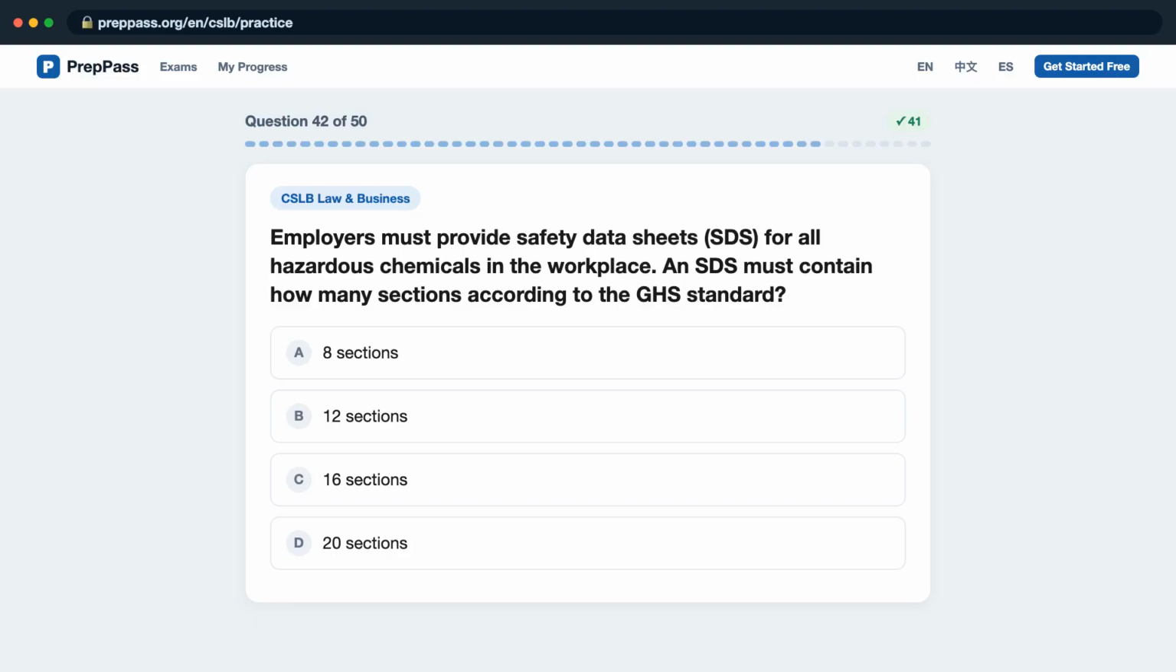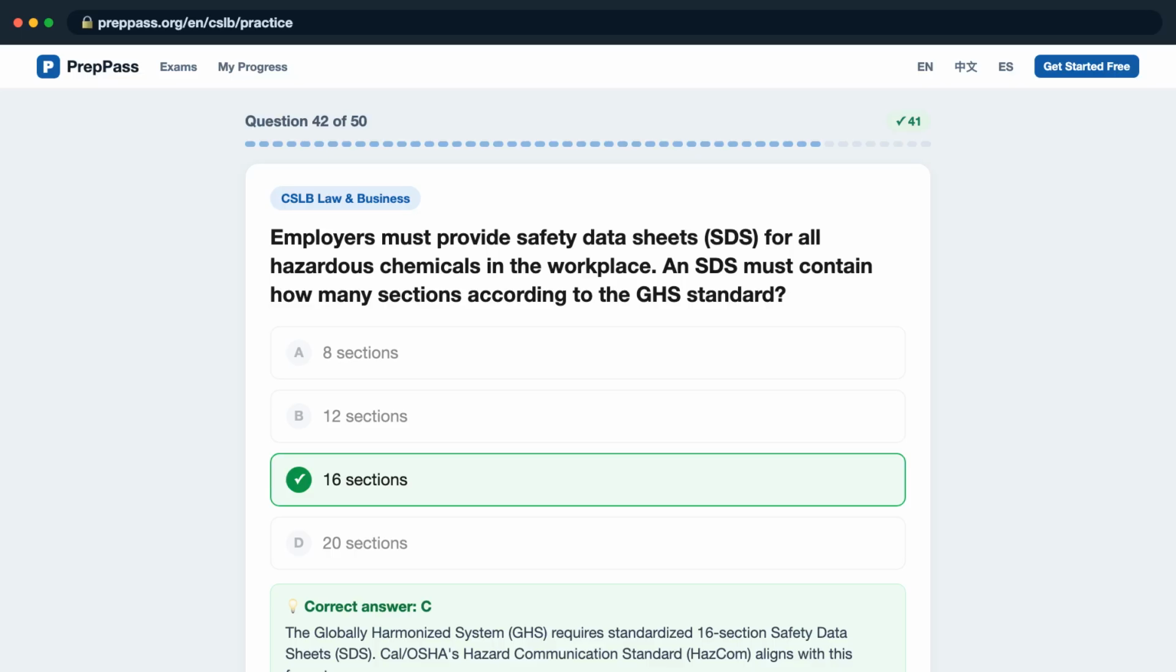Question 42. Employers must provide safety data sheets, SDS, for all hazardous chemicals in the workplace. An SDS must contain how many sections according to the GHS standard? Is it A, 8 sections? B, 12 sections? C, 16 sections? D, 20 sections? The correct answer is C. The Globally Harmonized System, GHS, requires standardized 16-section safety data sheets, SDS. Cal/OSHA's Hazard Communication Standard, HAZCOM, aligns with this format.